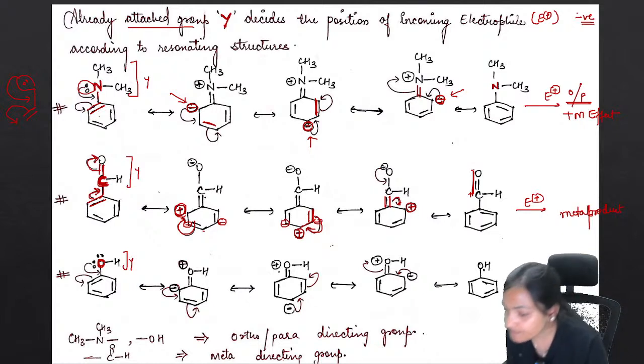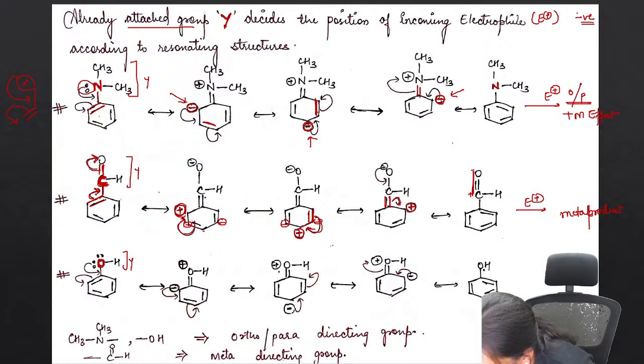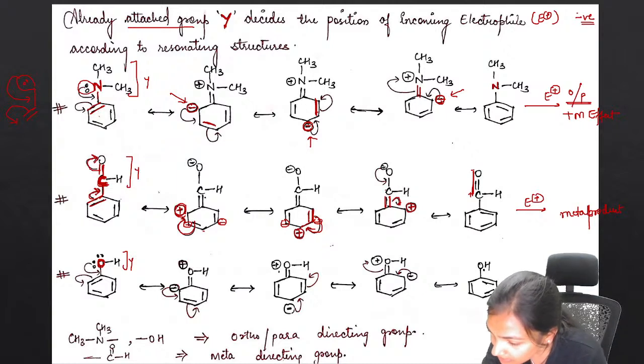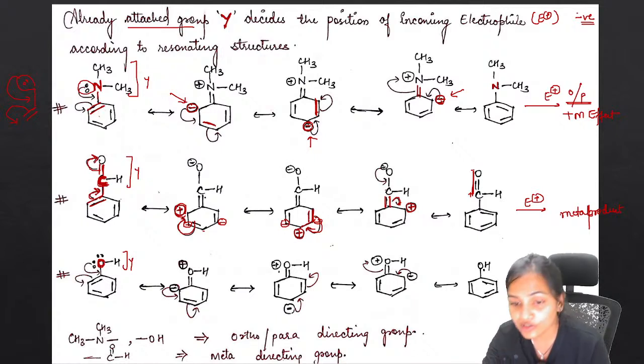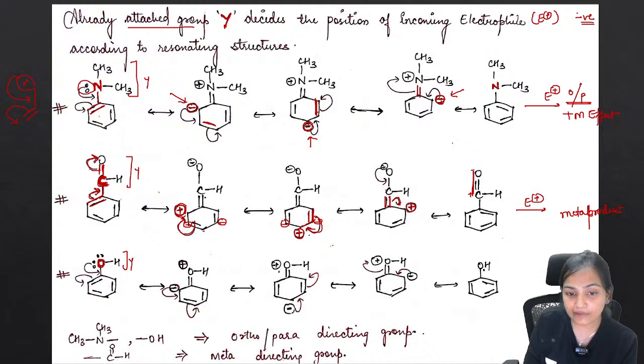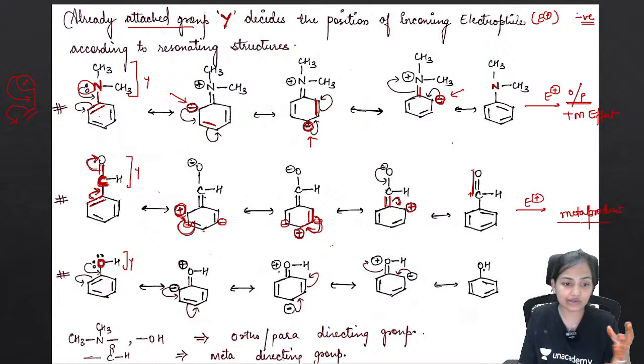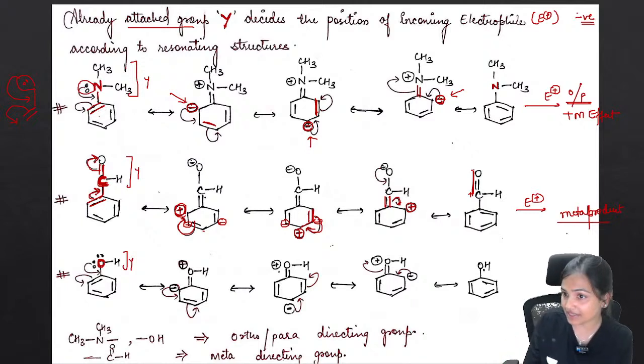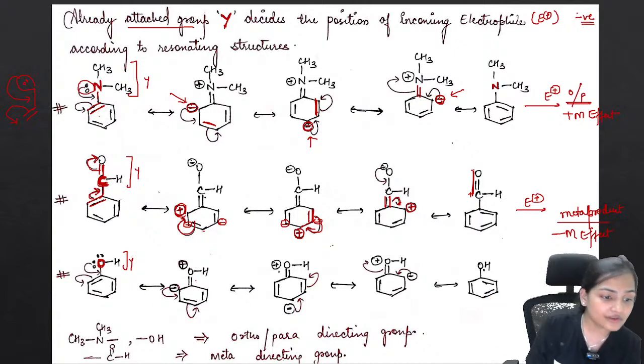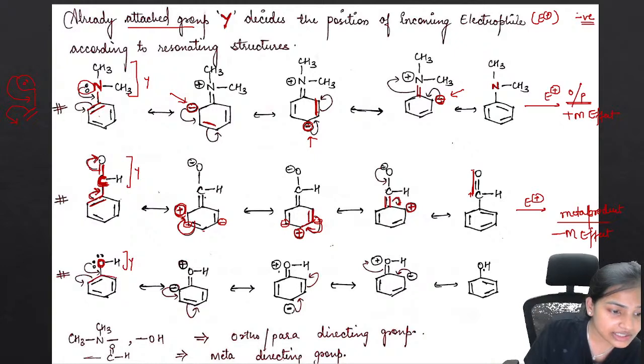So ultimately, okay achievers, I will be taking your doubts. As I said, at the last I will be taking all your doubts. Okay, so here this meta will attack, and here we will be getting a meta product. Are you getting it? Relatively ortho and para are not reactive, so ultimately meta will be attacked. So this is known as the minus M effect, because here we are getting the meta directing product. That's the reason.